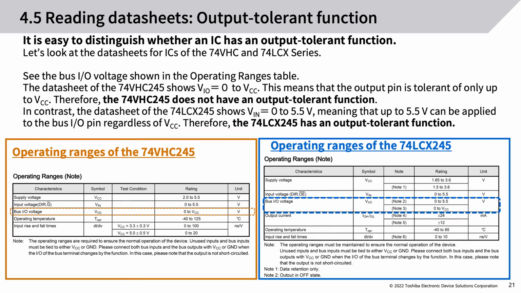It is easy to distinguish whether an IC has an output tolerant function. Let's look at the data sheets for ICs of the 74VHC and 74LCX series. See the bus I/O voltage shown in the operating ranges table. The datasheet of the 74VHC245 shows VI/O equals 0 to VCC. This means that the output pin is tolerant of only up to VCC. Therefore, the 74VHC245 does not have an output tolerant function.